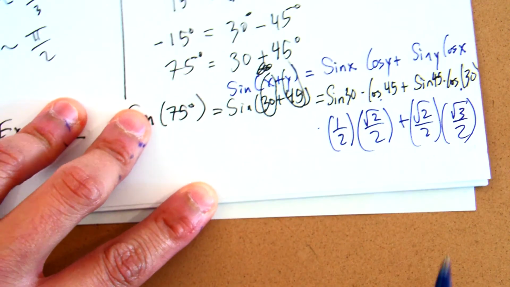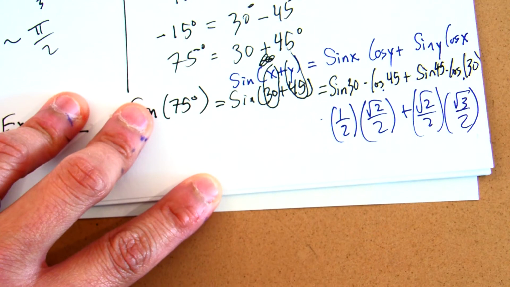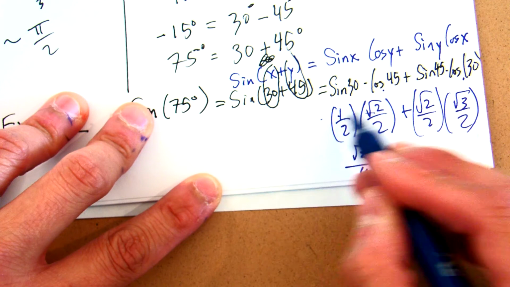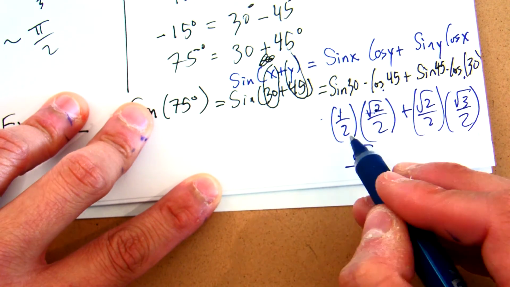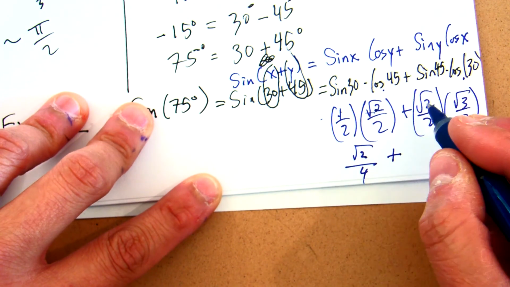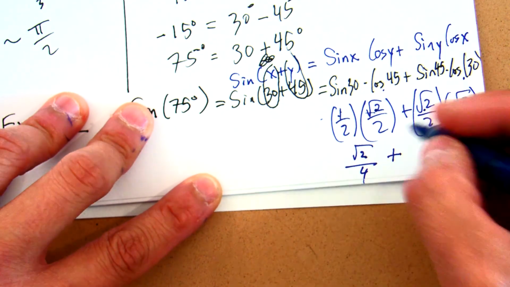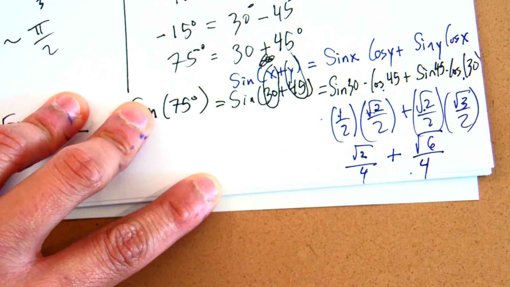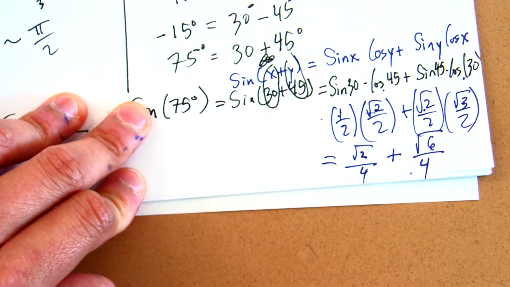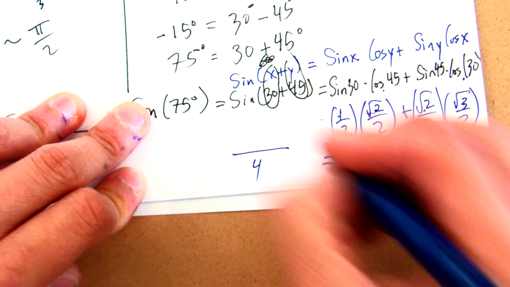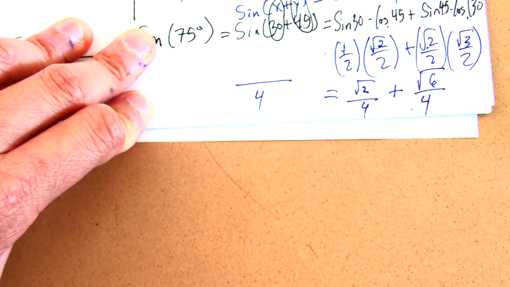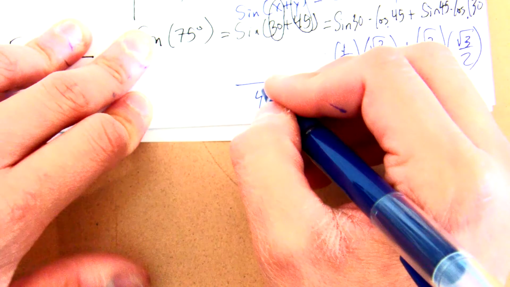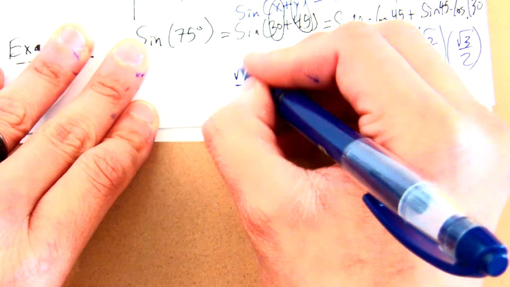Okay? Now, we multiply this. What does this give me here? Root 2 over 4. 1 times root 2 is root 2. 2 times 2 is 4. What is the square root of 2 times the square root of 3? Root 6 over what? Good. Do they have a common denominator? What do I get? It's 4. What's the top? Root 2 plus root 6.